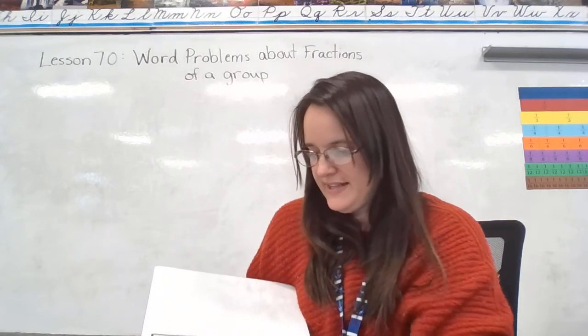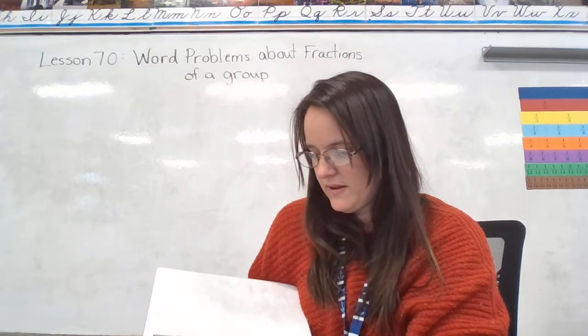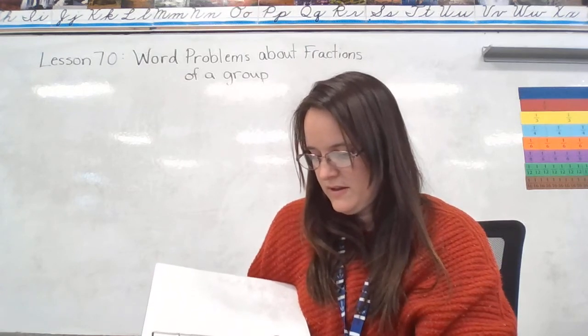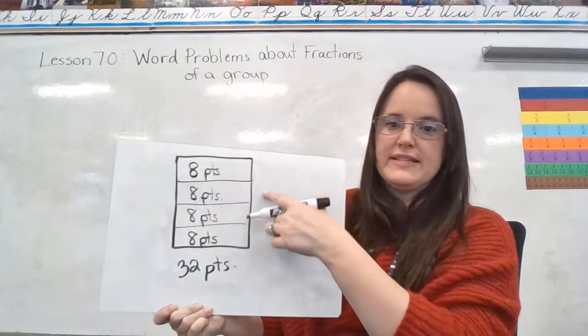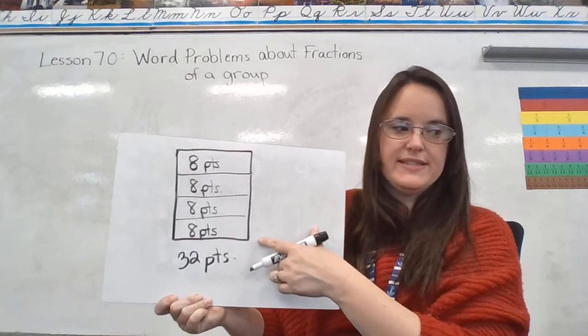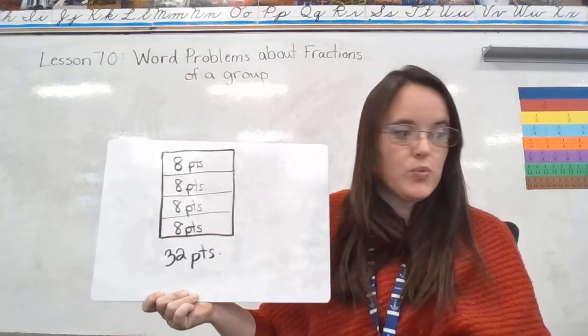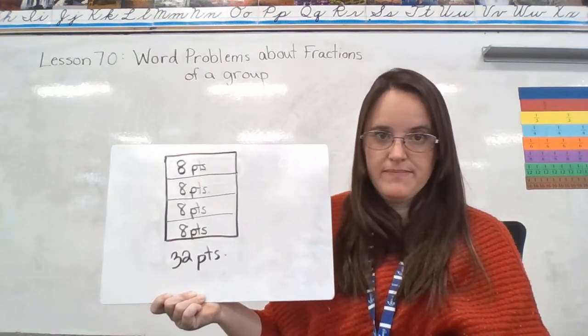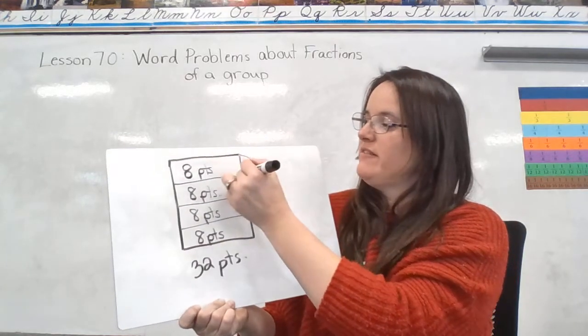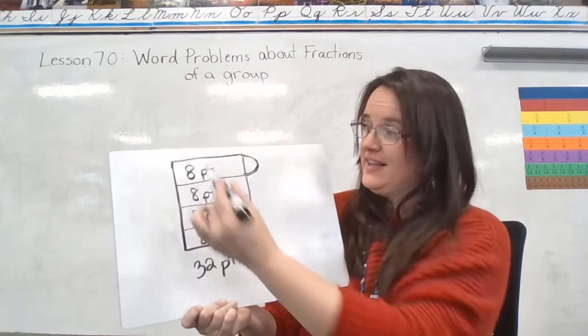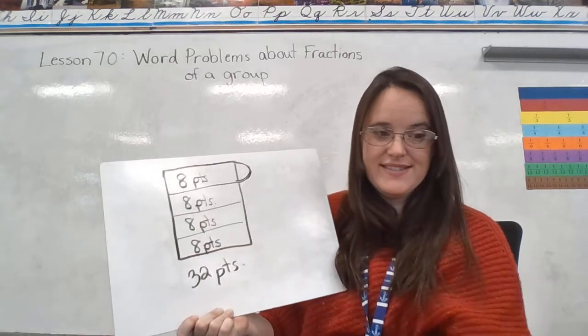Oh, I didn't put an S there. So 8 points, 8 points, 8 points, 8 points. And now it says Ty scored 1/4 of them. So how much is 1/4 of the points? 8 points.